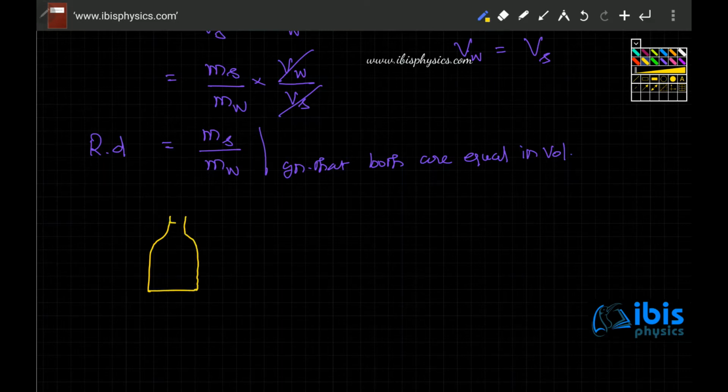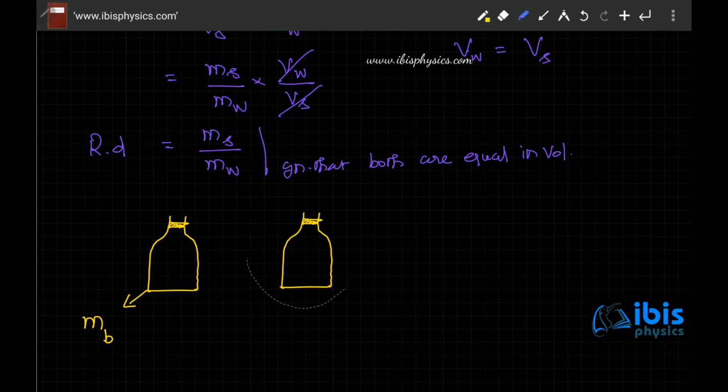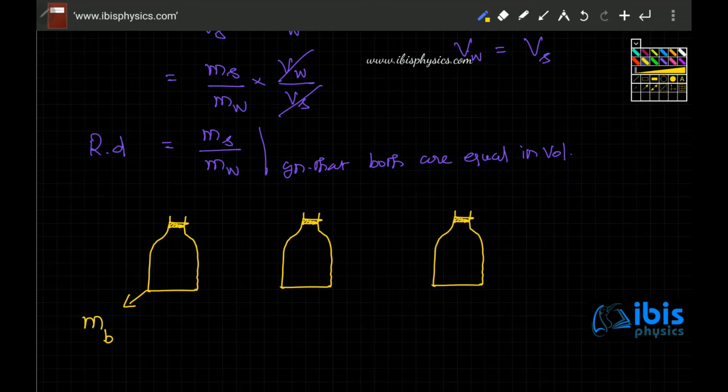Now first, let us measure the mass of this empty bottle. I will use a subscript to denote that this is the mass of the bottle alone. Now first you take water and fill the bottle fully with water. If you measure the mass of this, you will get the mass of the bottle plus the mass of the water, both will be there.